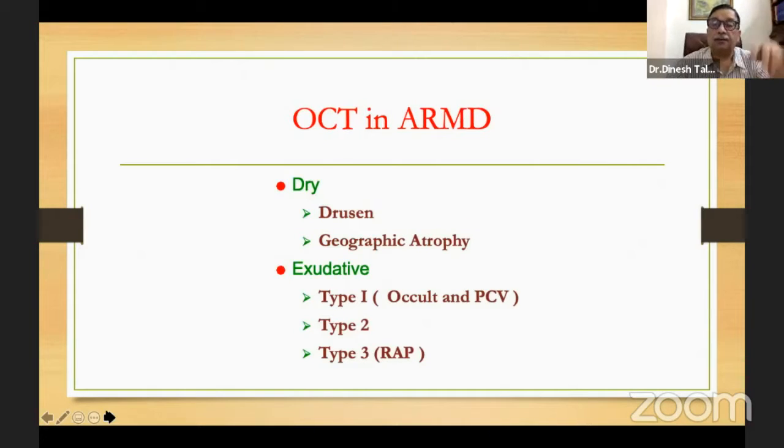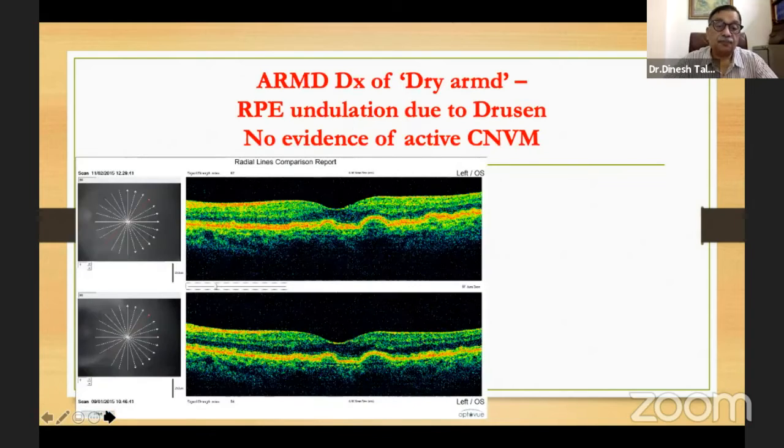Let's start off with the condition straight away. OCT in macular degeneration, age-related macular degeneration. There are two aspects to it: the drusen and the geographic atrophy in dry ARMD, and the exudative changes, which could be either type 1, type 2, or type 3, or the occult CNVs, classic CNVs, or the retinal angiomatous proliferations. Now, what you see over here, the undulations of this RPE, these are basically because of drusen, and these are a sign of dry ARMD.